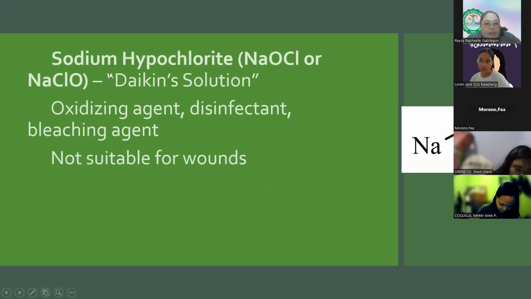Okay, and then sodium hypochlorite. We write that one as NaOCl or NaClO. Now, sodium hypochlorite is also known as Dakin's solution. So, ano ang gamit nitong sodium hypochlorite? Number one, pwede mo siyang gamitin as oxidizing agent kasi kung titingnan natin ang kanyang chemical formula, meron siyang oxygen. So, pwede siyang oxidizing agent.